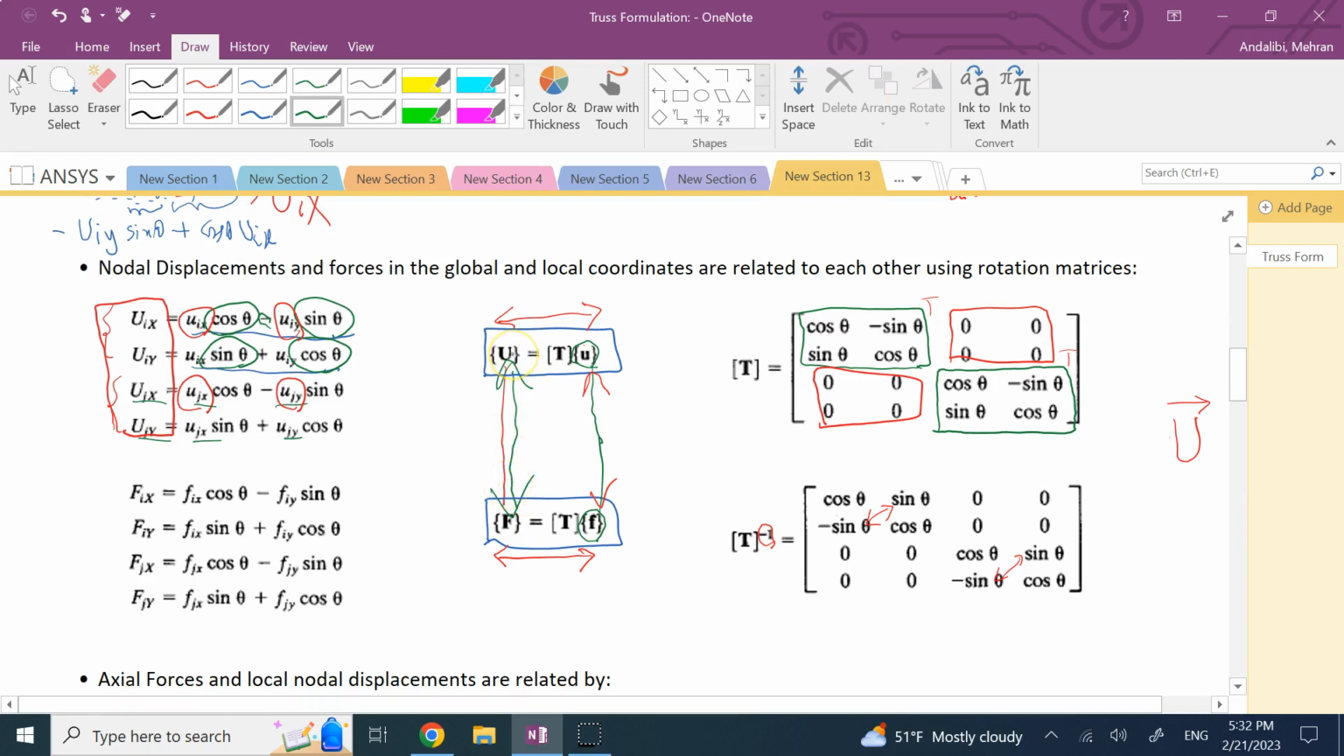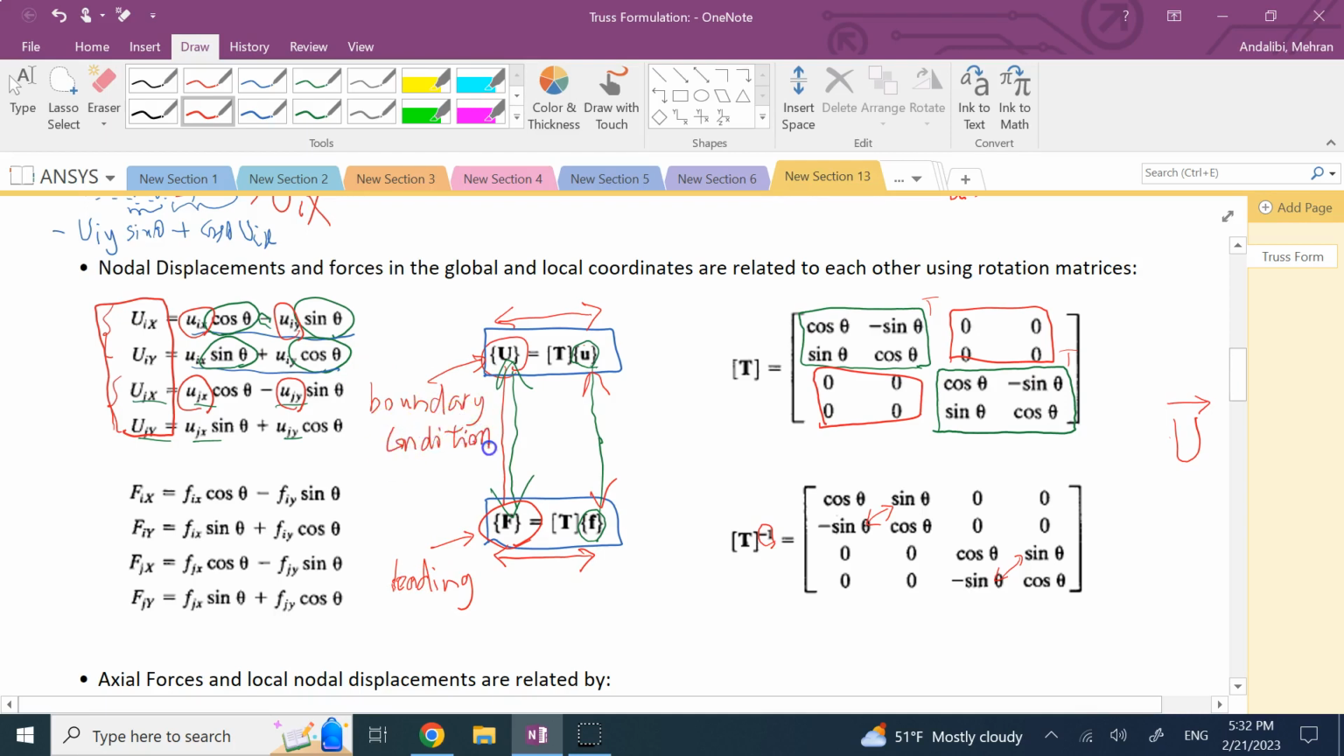Because the boundary conditions on U's and the forces on F's are expressed in the global coordinates. So my loading and my boundary conditions are expressed in which frame? In the global frame.